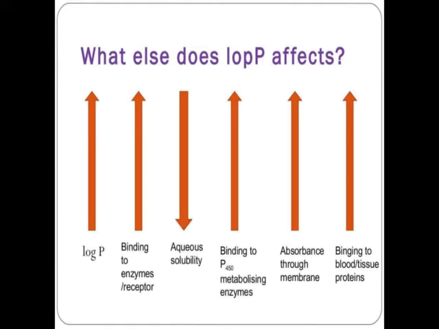So log P, or the partition coefficient, what does it affect? First, binding to the enzyme, second, solubility, third, binding to the metabolic enzyme, absorbance through membrane, and binding to the blood or the tissue proteins. So these depend on the partition coefficient: the binding to the enzyme, their solubility, binding to the metabolism enzyme, absorbance through membrane, and finally the binding to the tissue or to the blood.